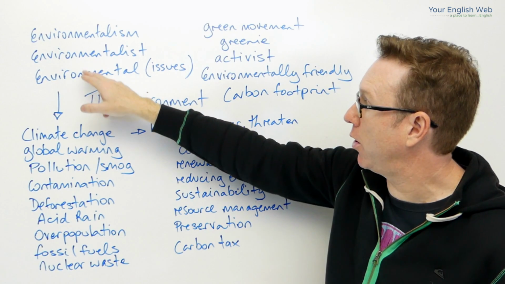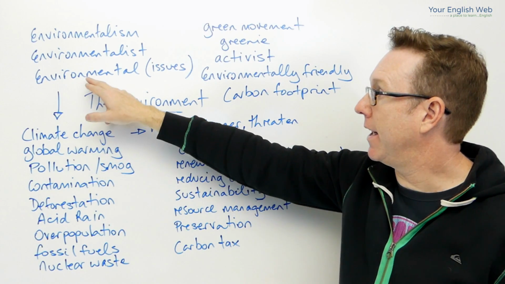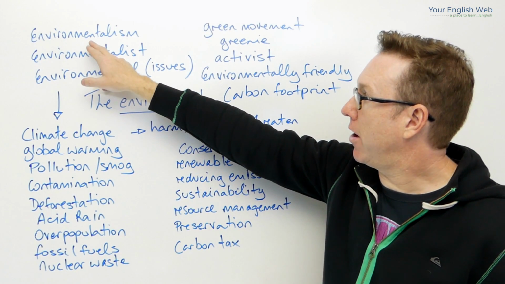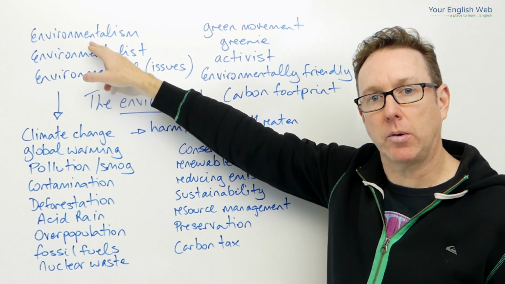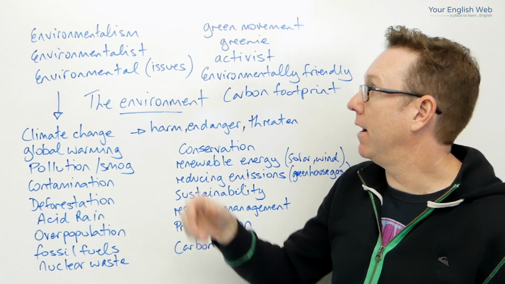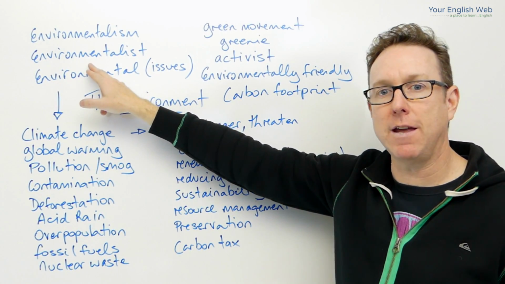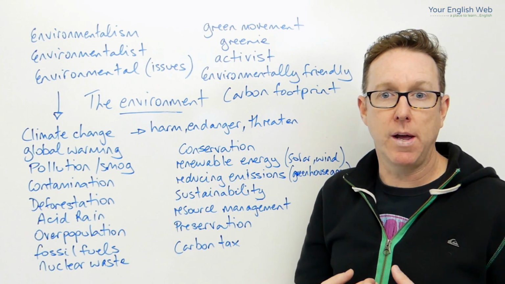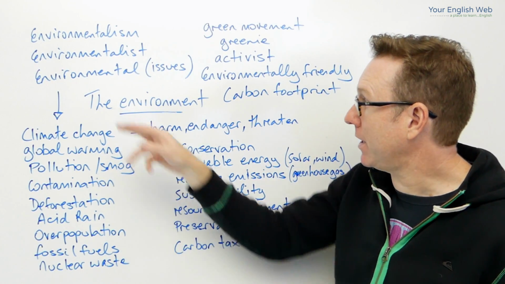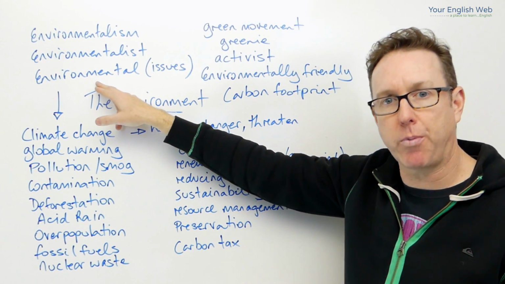Now, these are some of the words that we use. So, for example, environmentalism, environmentalist, and environmental issues or problems, for example. So environmentalism is the ideology, okay? It's an ism. It's like fascism or communism, capitalism, environmentalism. Environmentalists are the people that want to help save the environment, okay? Environmentalists. And as I said before, when we talk about issues or problems, environmental issues or problems.